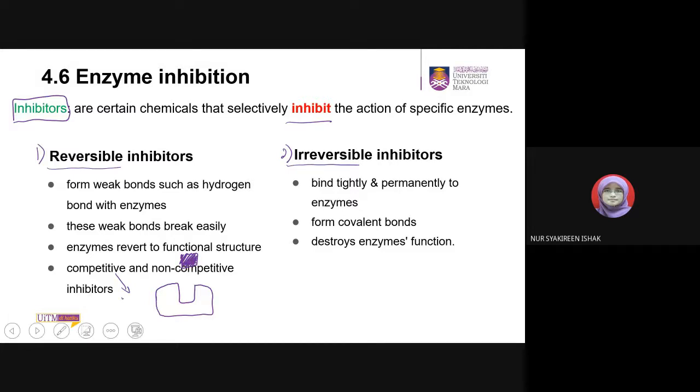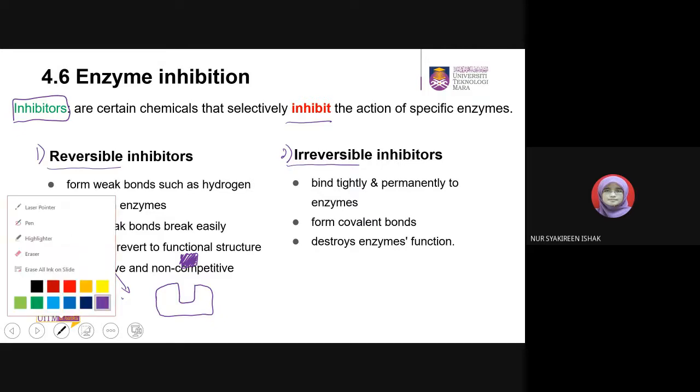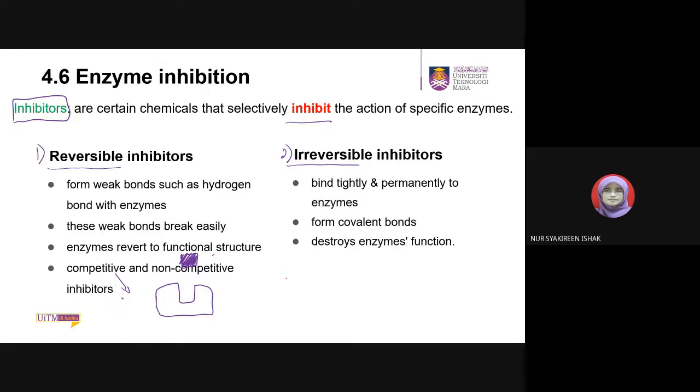For competitive inhibitors, the inhibitor has a similar shape to the substrate. So instead of the substrate binding to the active site, the inhibitor will compete with the substrate to bind to the active site, and prevents the substrate from entering the active site. Therefore, the reaction cannot occur.